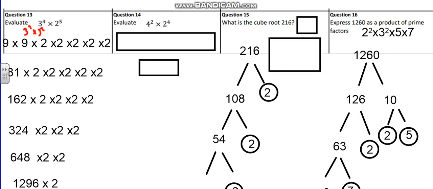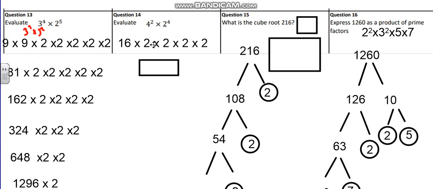Okay, similar with this one. Okay, 4 squared is 16. Okay, so we've got 16 times 2 times 2 times 2 times 2. So start with 16 times 2, and that was 32. Then times 2 is 64. Times 2 is 128. Times 2 is 256.